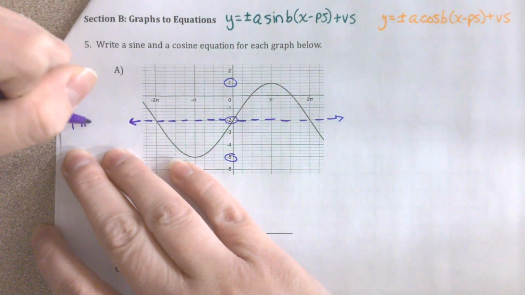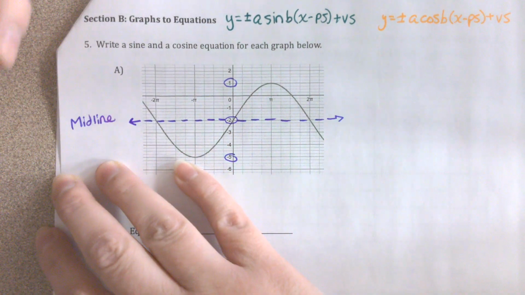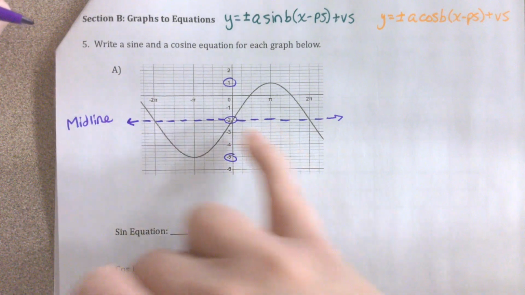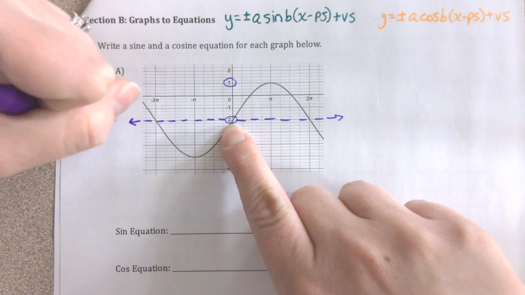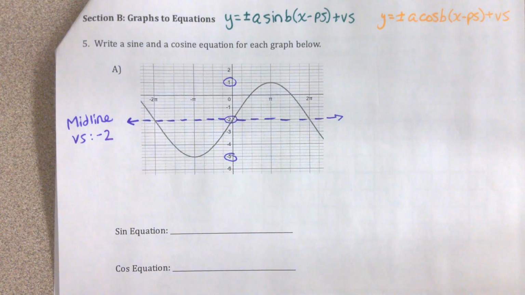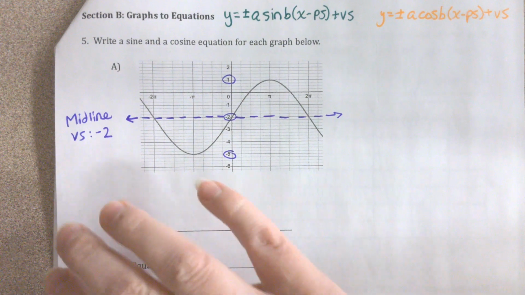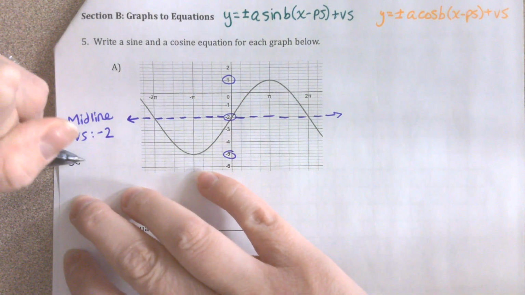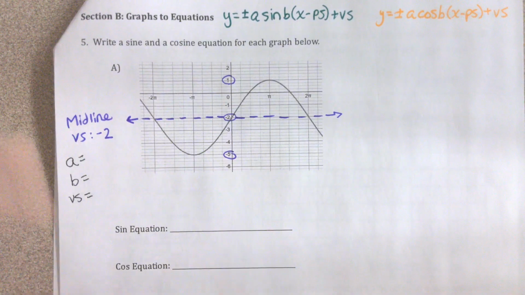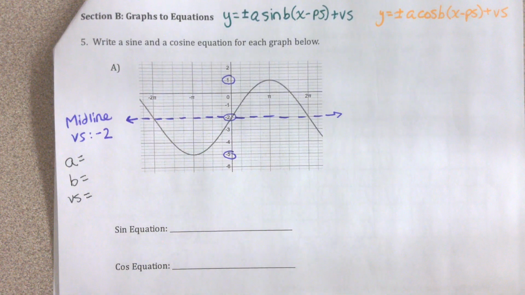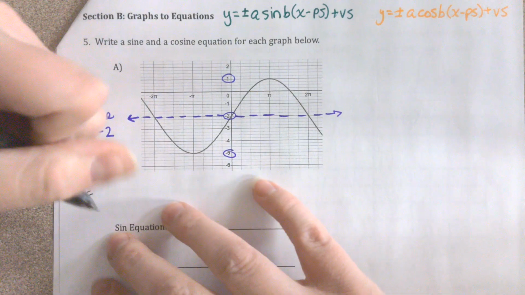So find the midline. That really helps you visualize what's going on here. This is also your vertical shift if you have one. Since it's at -2, we do have a vertical shift of -2. So like I said, the information you want to find first is A, B, and the vertical shift, because those don't change from equation to equation. We've already found the vertical shift. It's -2.